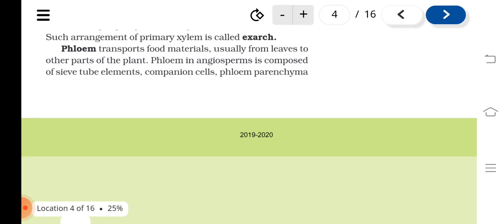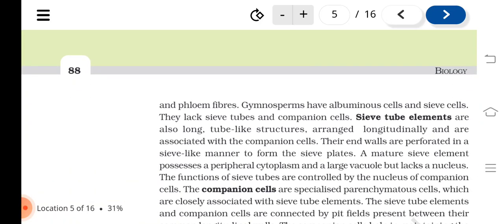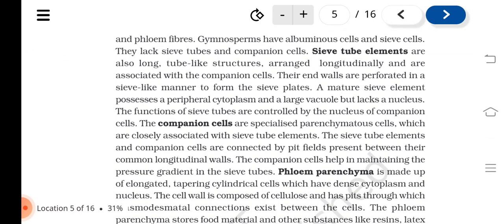Phloem transports food materials usually from leaves to other parts of the plant. Phloem in angiosperms is composed of sieve tube elements, companion cells, phloem parenchyma, and phloem fibers. Gymnosperms have albuminous cells and sieve cells. They lack sieve tubes and companion cells. Sieve tube elements are also long, tube-like structures arranged longitudinally and are associated with the companion cells.